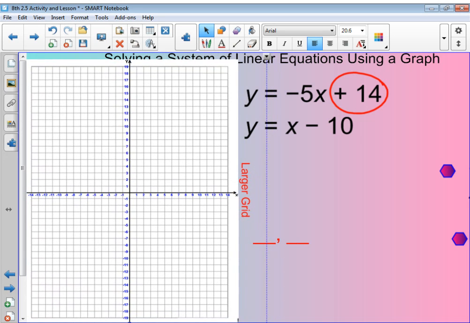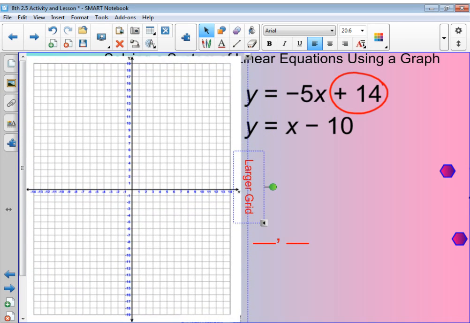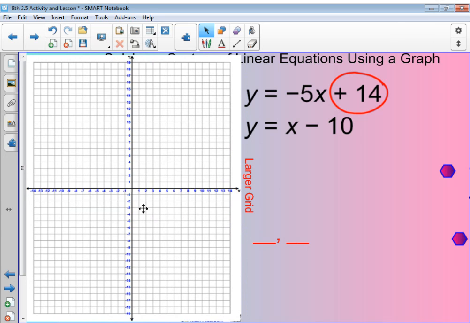Okay, so here's a bigger graph that I can use. Now when I go through and graph this one out, I'm going to go to +14, put my dot, and then follow the slope. It's -5 over 1, so it's down 5 over 1. Down 5, 1, 2, 3, 4, 5, over 1. I'm going to do that a couple of times just to make sure my line gets straight.